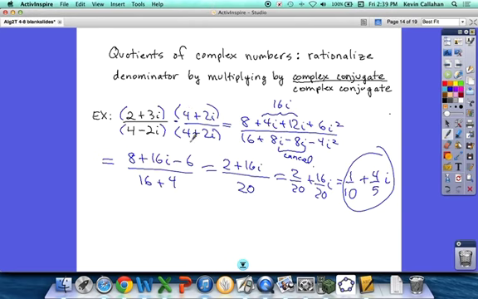Does it mean that everything's going to be positive? Not necessarily. These could be negative. It could start with a negative 4. It doesn't have to be negative 4 minus 2i, negative 4 plus 2i. You'd end up with negative numbers. It's not always positive.